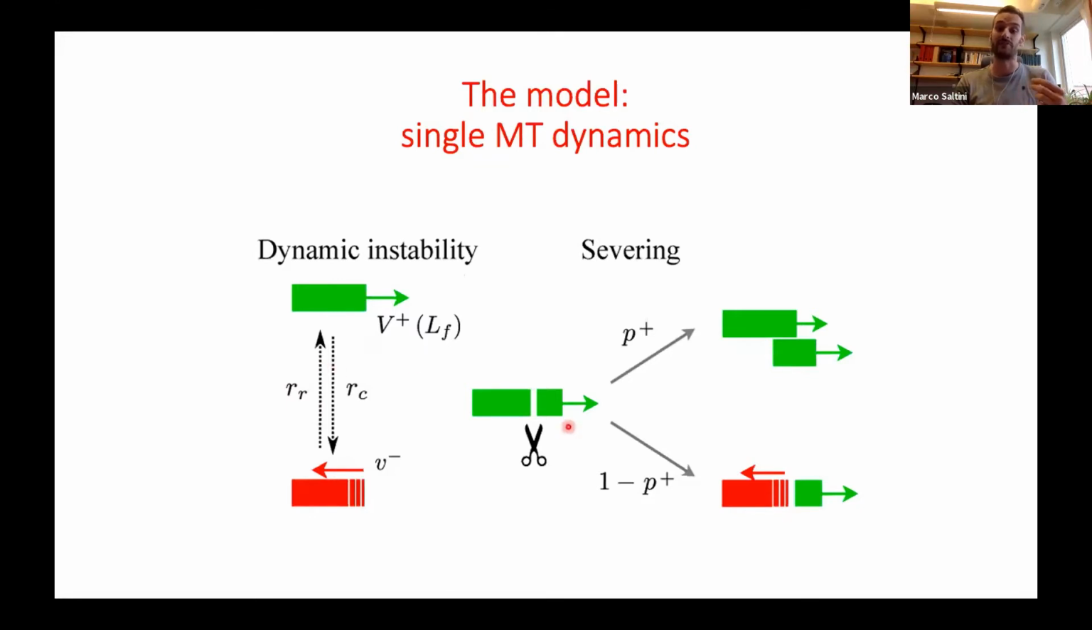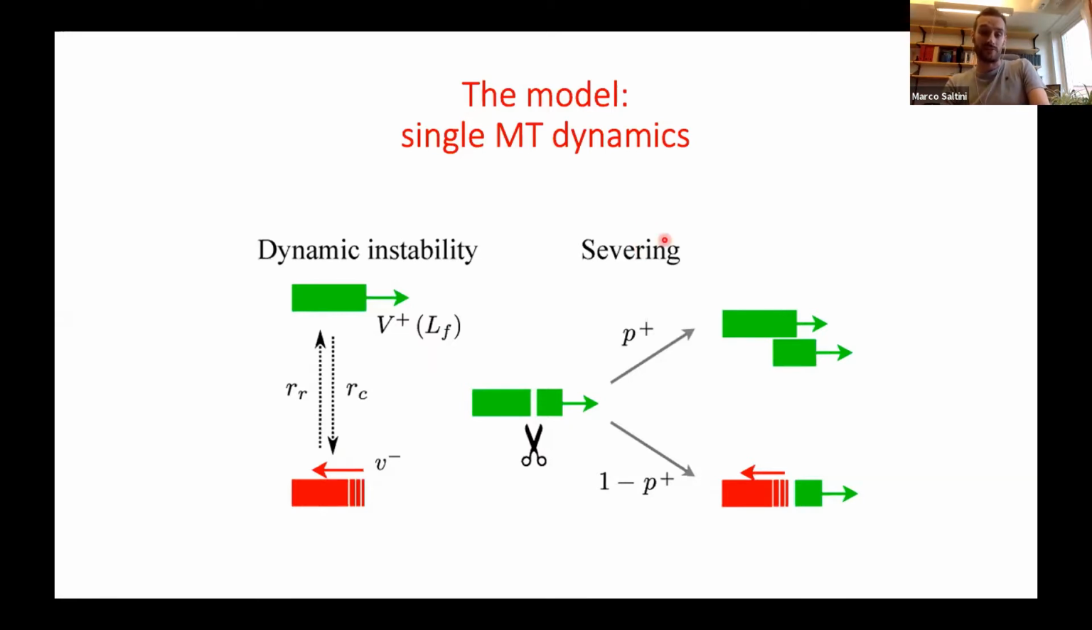Apart from that, as I said before, we also include the possibility for a microtubule to undergo a severing event. Now, after a microtubule is severed, the newly created plus end can grow with a certain probability, P+, or it can shrink with a certain probability, 1 minus P+. After this happens, of course, the newly created microtubule is still subject to dynamic instability. So, for example, a shrinking microtubule can still recover the initial length through a rescue, or it can also undergo a catastrophe, shrink and depolymerize completely.